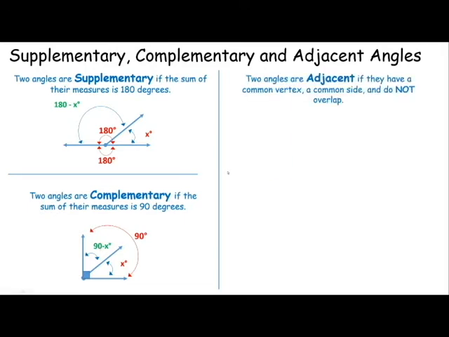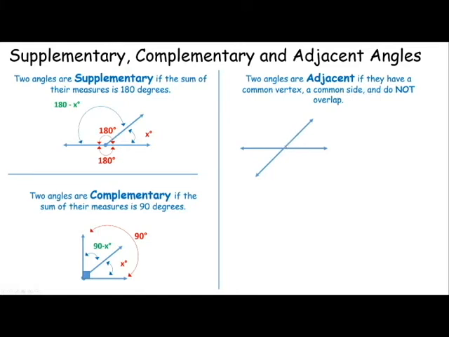When we talk about adjacent angles, two angles are adjacent if they have a common vertex and one common side, but they do not overlap. They have a common vertex, a common side, and they do not overlap. So, for example, if I were to talk about adjacent angles here, I would be saying, well, let's see, here's a vertex.